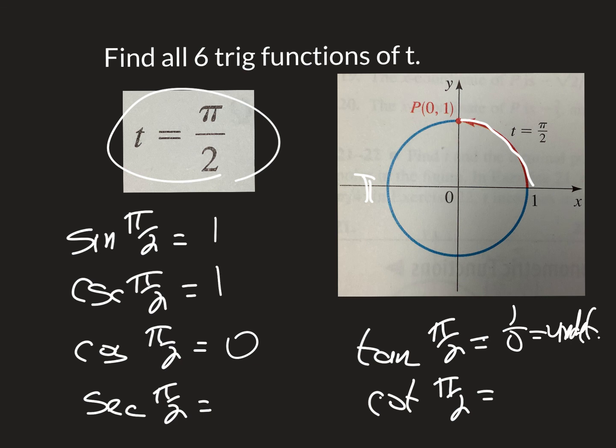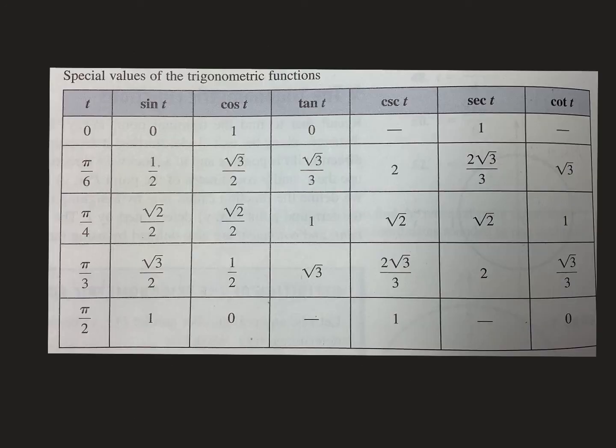Cosecant is the reciprocal of 1, which is 1. Secant at pi over 2 would again put 0 on the bottom, which you cannot have, so that's also undefined. Cotangent would be, instead of y over x, x over y, so it'd be 0 over 1, which is just 0. Okay, so sometimes some of the functions are undefined depending on what point you're looking at.